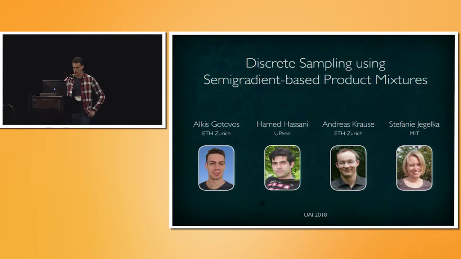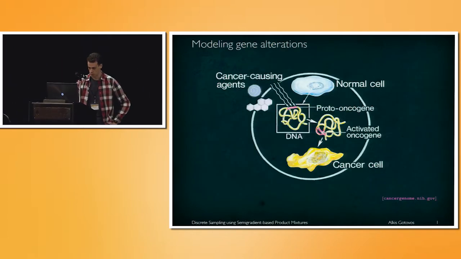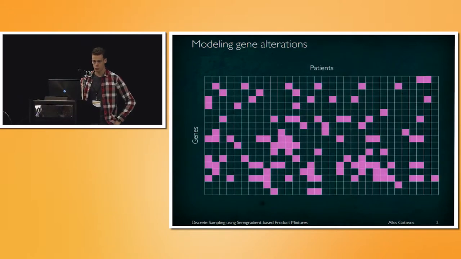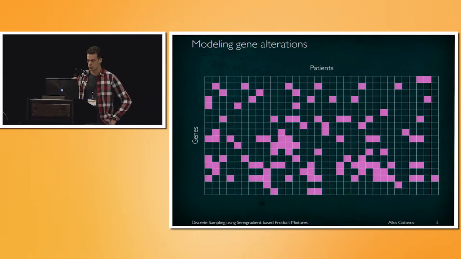Let me directly start with a couple of motivating applications. The first one is about modeling gene alterations, which could potentially cause different forms of cancer. What we usually have is this binary alteration matrix. In the rows, you have different genes that could be mutated, and in the columns, you have different patients that have different sets or combinations of these mutations.